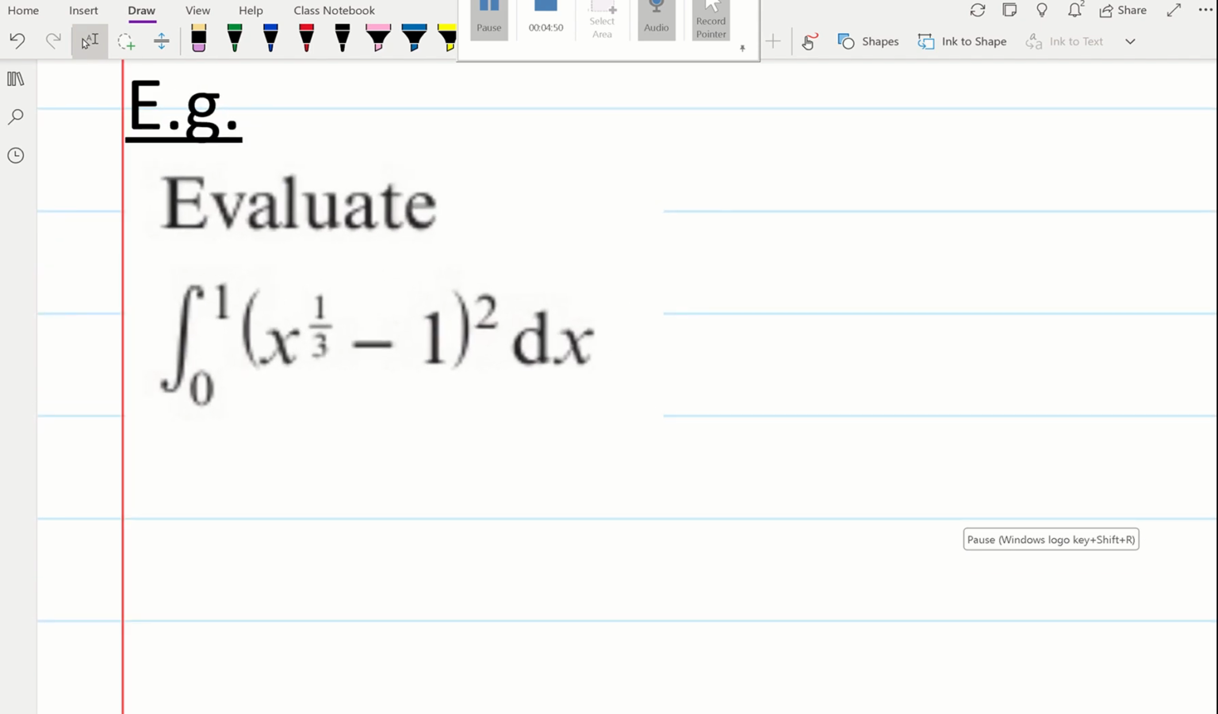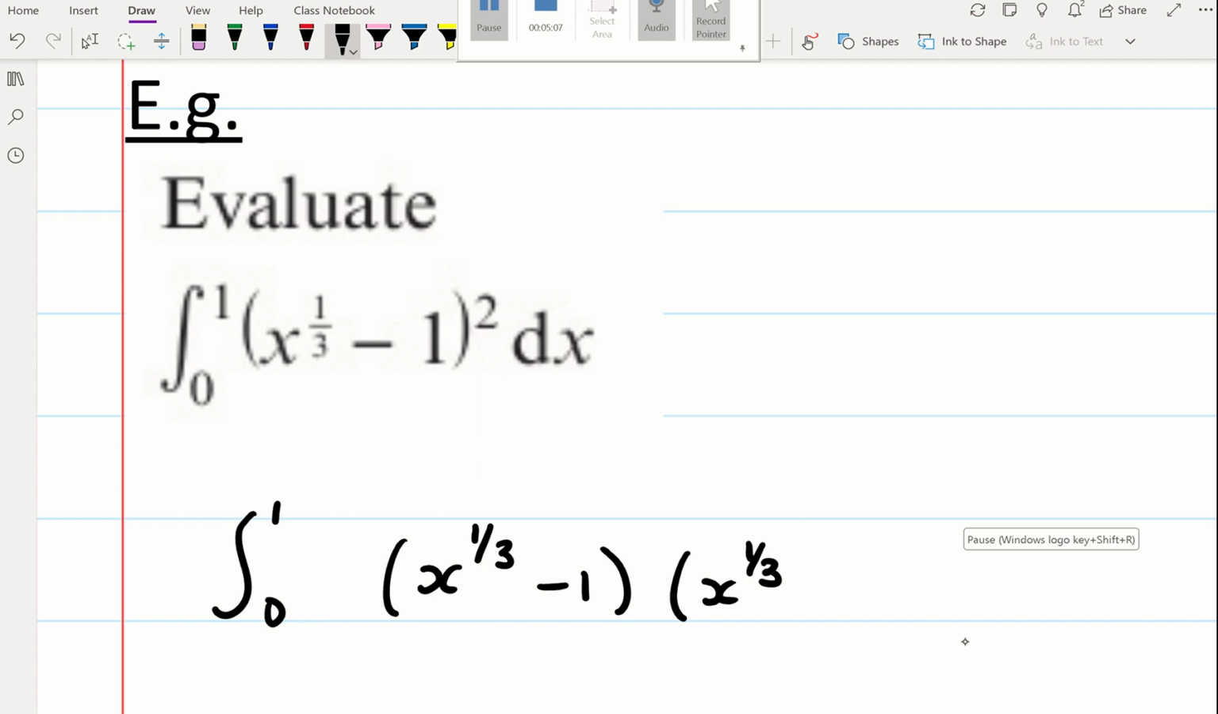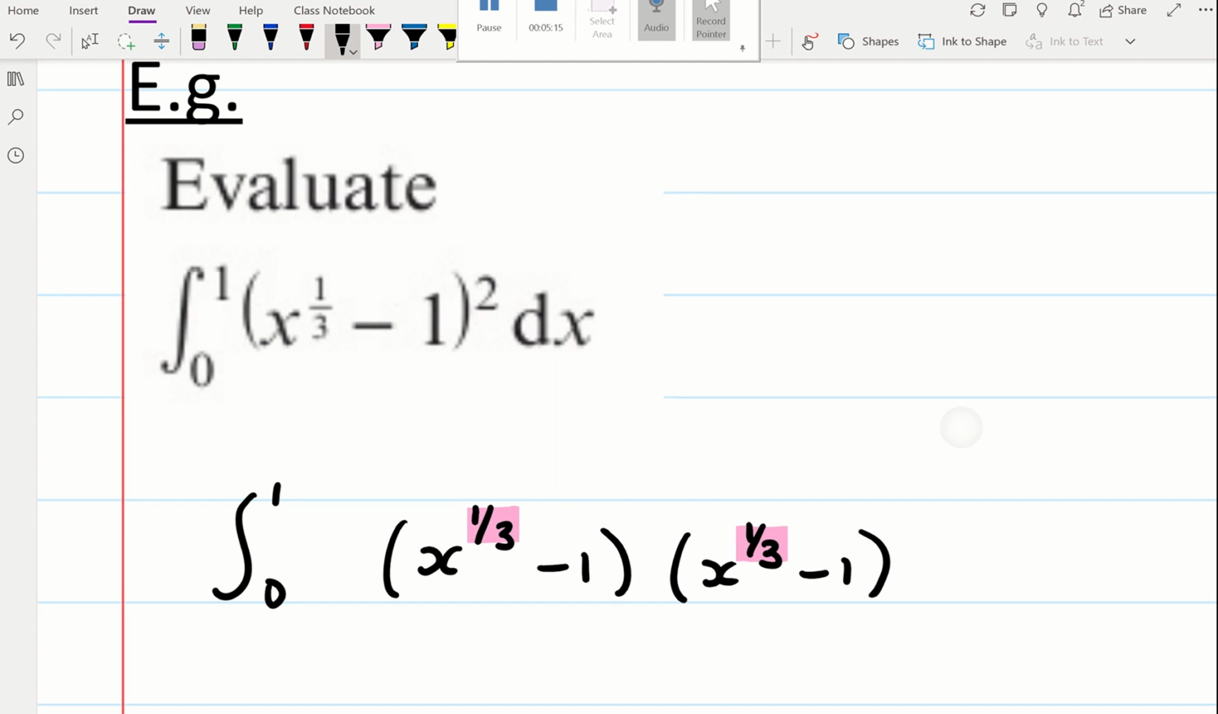The next one is from your P2 textbook, and it says evaluate, and it gives you a squared bracket. And the first thing you need to remember is that this has come from a double bracket. X to the power of a third minus 1 times x to the power of a third minus 1. Now remember, when you're multiplying with indices, you're adding the powers, not multiplying.